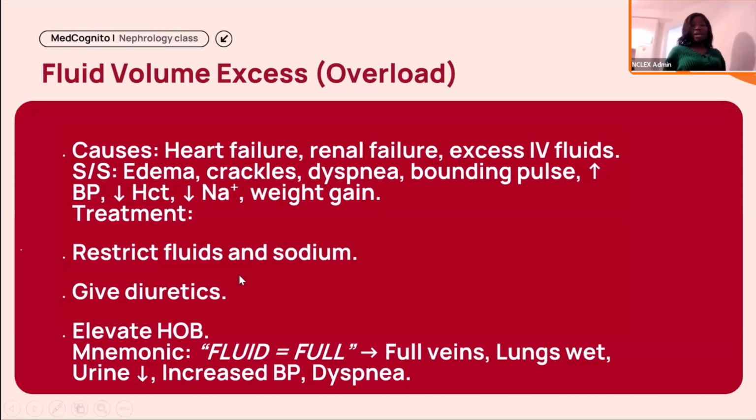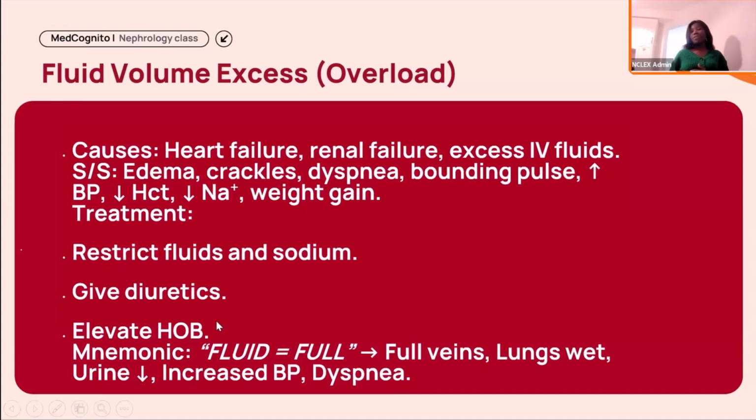So how would we treat overload? There's so much fluid, so we have to restrict fluid and sodium. Understand the basics so that based on how the question is put, you can think through and pick the right answer. Also, we want to help get rid of the fluid by giving diuretics. We elevate the head of the bed, especially in clients with signs of respiratory distress.